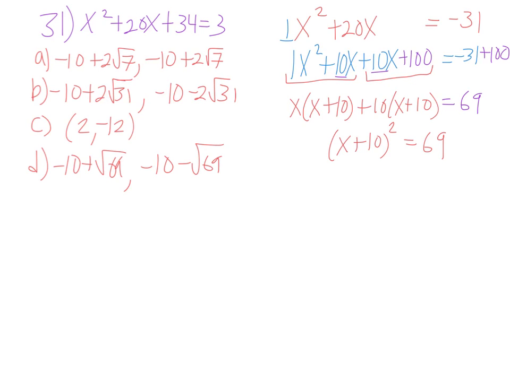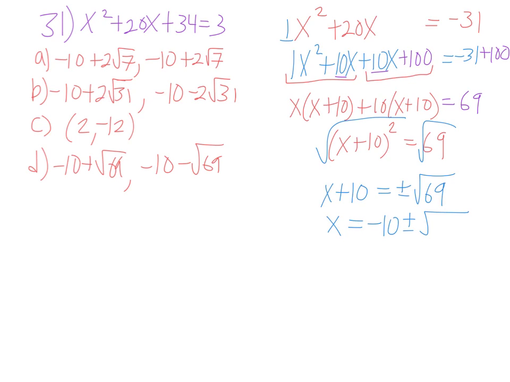But let's just finish this to confirm. If we square root both sides, x plus 10 is equal to plus or minus the square root of 69. And then if we subtract 10 from both sides, we get negative 10 plus or minus the square root of 69, which happens to be choice D. And again, we kind of noticed that was going to happen about here because we knew we were going to take a square root. The only one that has a square root of 69 is that last one.